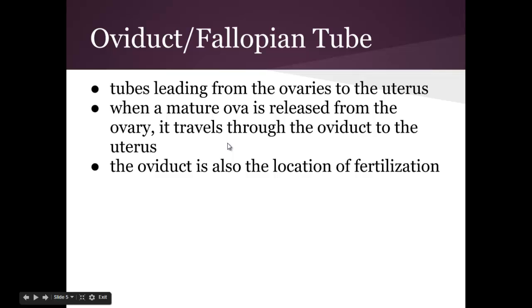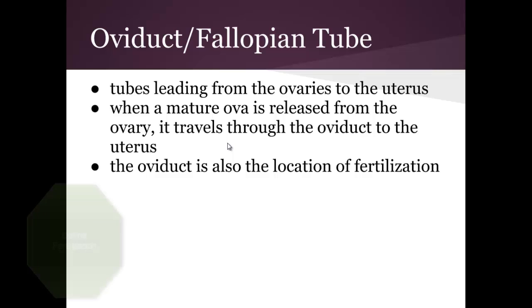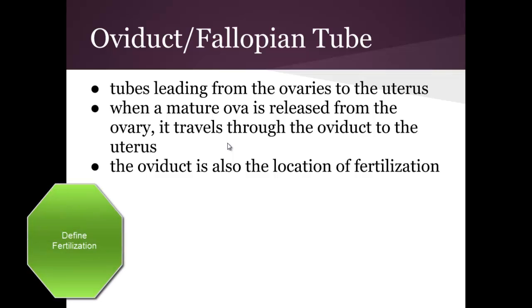Fertilization simply means the combination of sperm and egg. So the fallopian tube or oviduct is a passageway. It's also the only place where an egg can become fertilized to develop into a fetus.